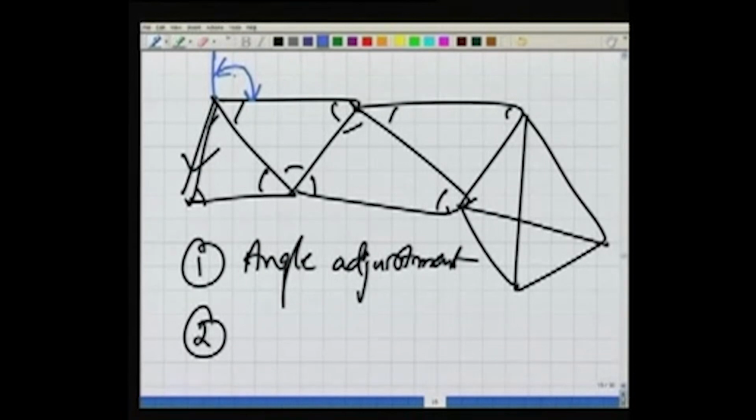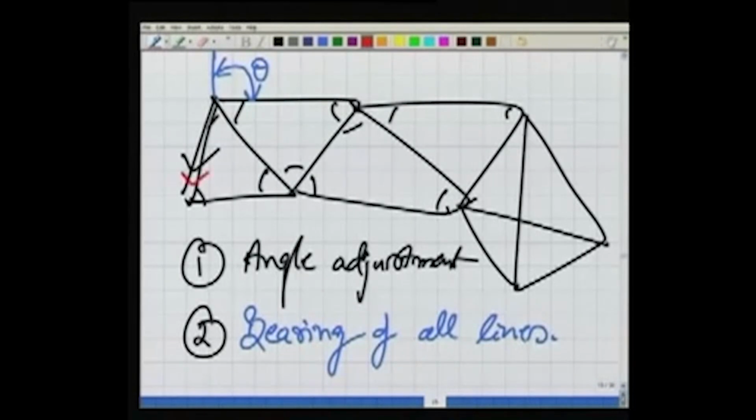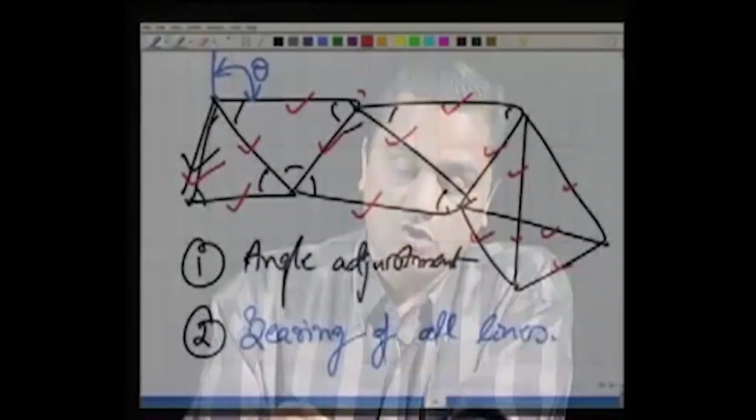Step number 2 in the computation is, starting from the bearing of a known line, now the angles have been adjusted. We have measured the bearing of a known line. What we will do is compute the bearing of all lines. Once the bearings of all the lines in the triangulation figure have been computed, our next step will be to start from the known line and compute these lengths. Having computed all the lengths, again by the best possible, the strongest route, we will compute the coordinates.